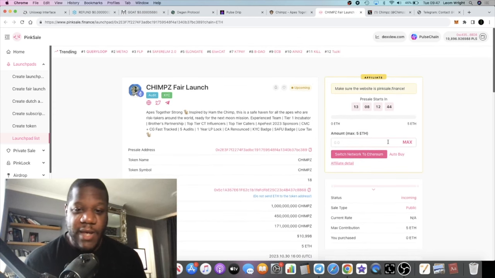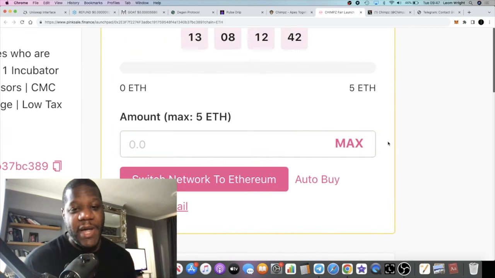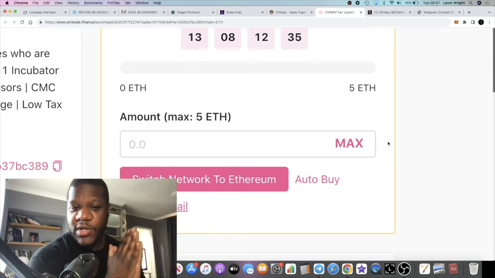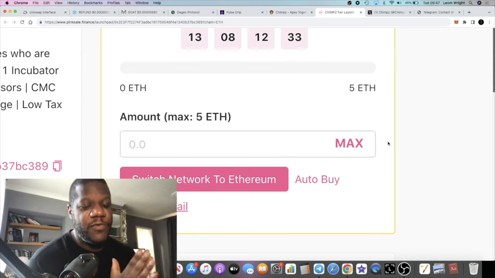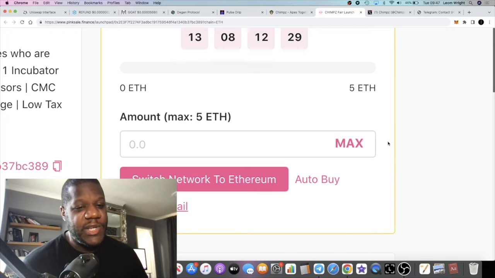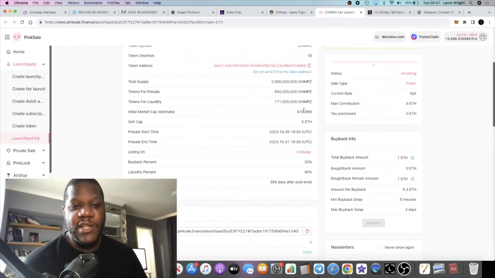So you don't even need to go in with a huge amount on something like this. The max is 5 ETH. Doesn't look like there's any minimum. But you can do your own research. Remember, don't risk more than what you can afford to lose. But you don't need to go in with a whole bunch of money on a project like this, especially at this type of market cap.